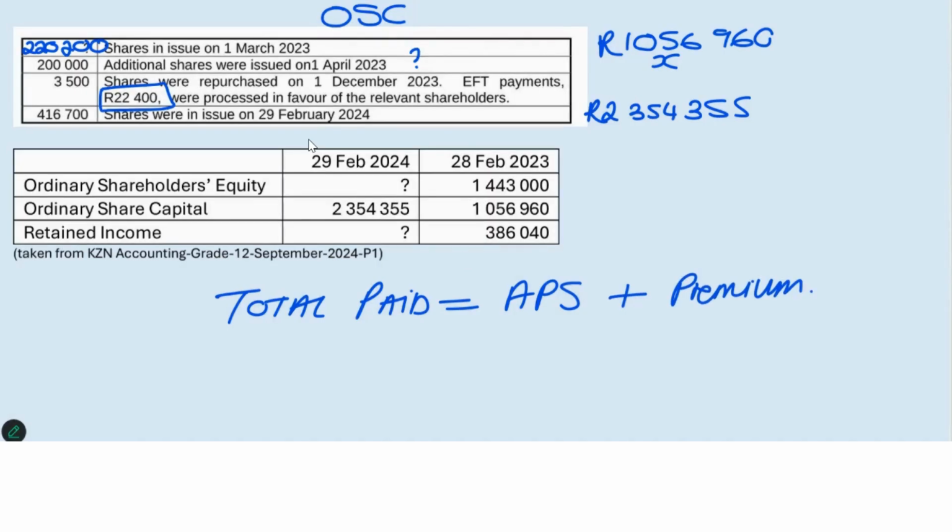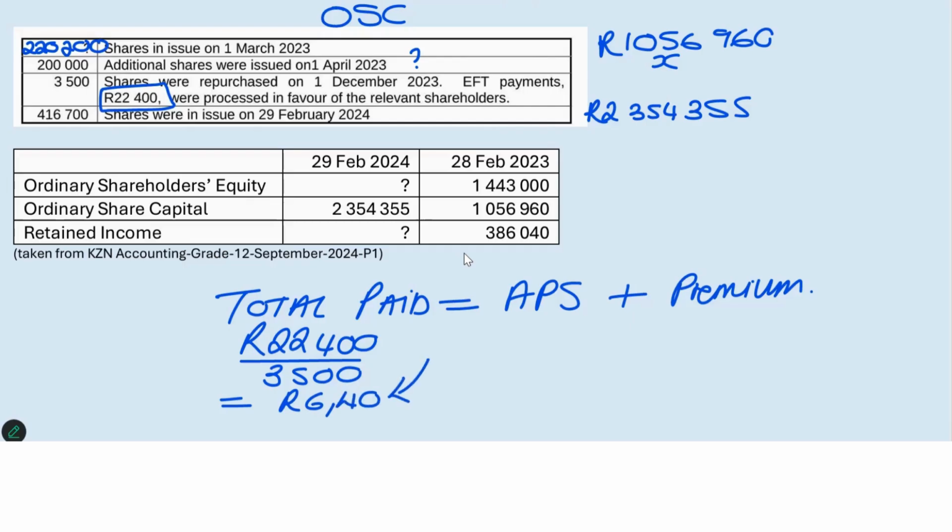Correct. So if the total paid is given to us, can we get a total price per share? Can we calculate that? Yes, we could. We would take that 22,400 and divide it by 3,500 shares so that we know what was the total amount paid per share. Okay, that gives me R6.40 per share. Great.